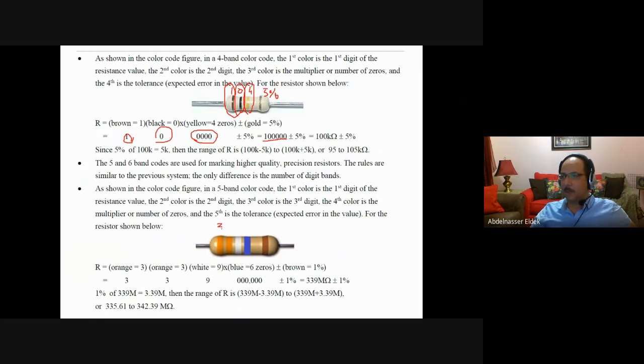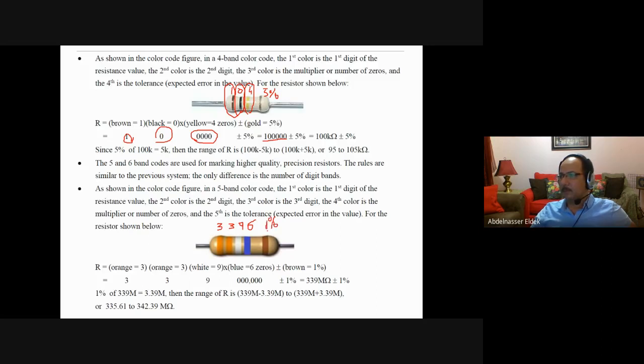If we have 6 colors or 5 colors like this one, the first color is orange. The orange is 3. Second color is 3, orange. White is 9, and orange is 6. Okay, and this one here is brown. This is brown, not orange. This is 1%.